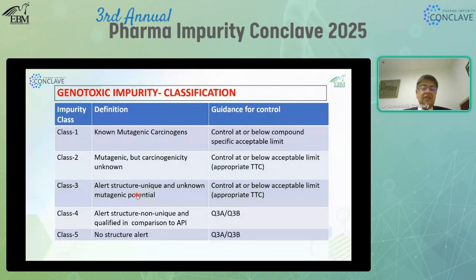Class 3 is where the alert structure is unique and has unknown mutagenic potential. Then also control at or below the acceptable limit. The fourth category is where the alert structure is non-unique and qualified in comparison to the API, then you follow the Q3A or Q3B guidelines. And if there is no structural alert, in that case, these two are the same category.